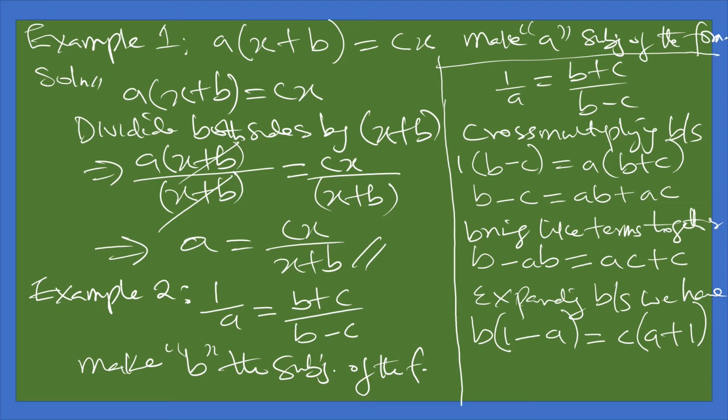Now we have this expression, but we want b to stand alone. What do we do? We now divide both sides by the bracket 1 minus a, which now gives our b as equal to c into a plus 1 divided by 1 minus a. So this is our answer. As easy as ABCD.